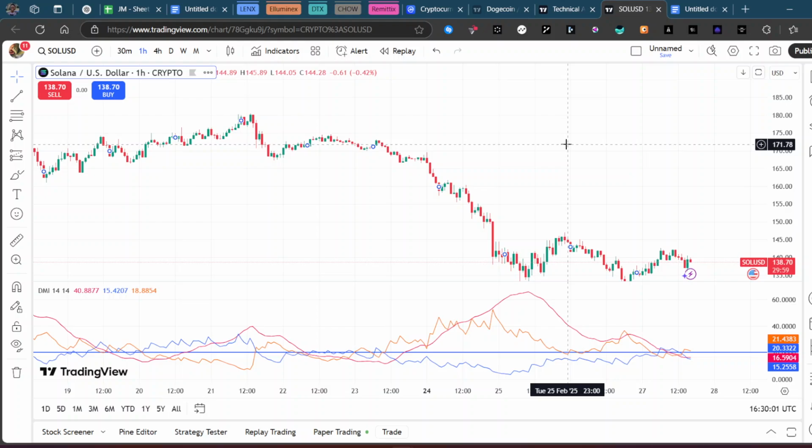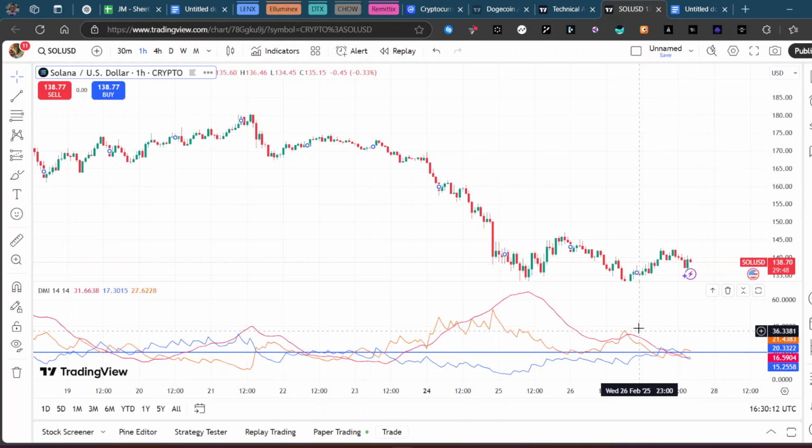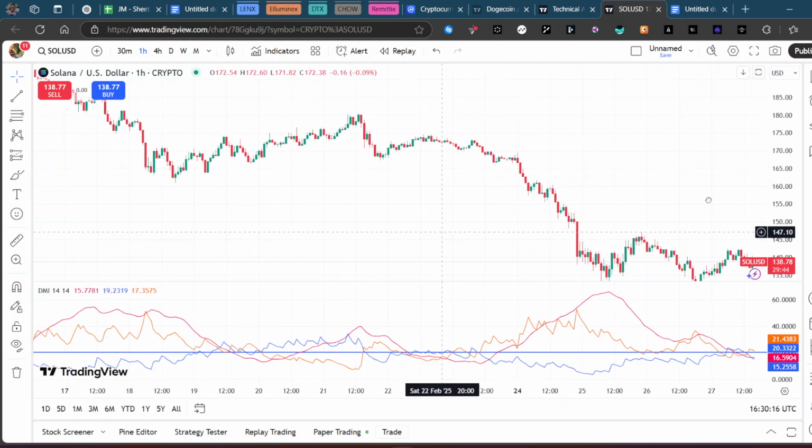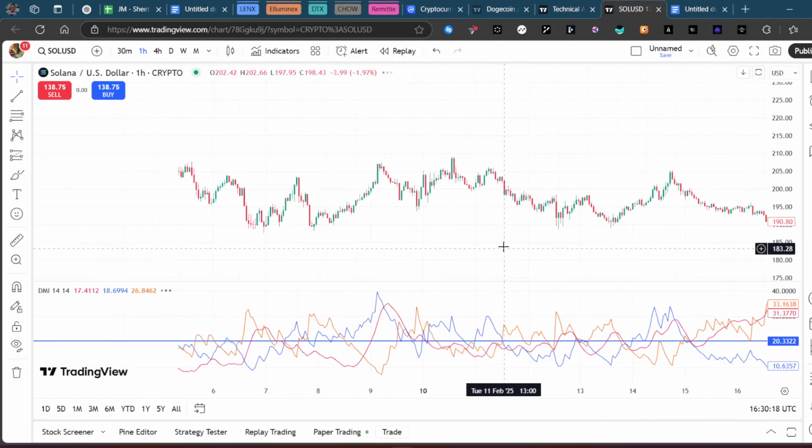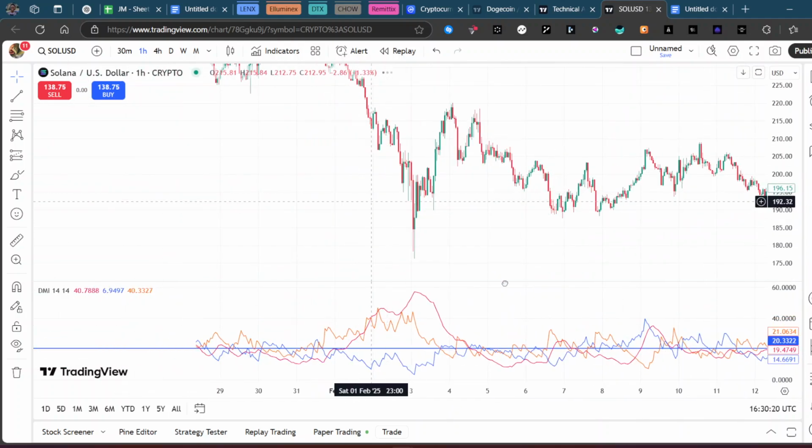Then the next step is to identify the trend. If the positive DI is above the negative DI, and the ADX is rising above 25, then we have a strong bullish trend. Let's just see if we can find a very quick example.